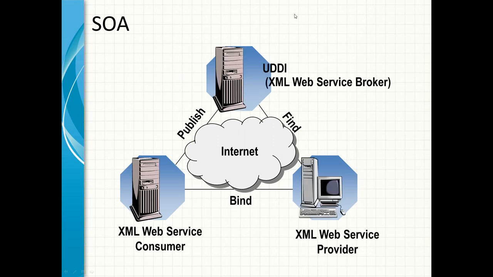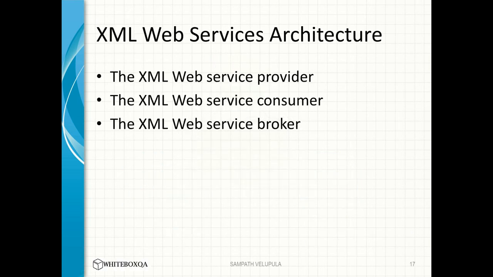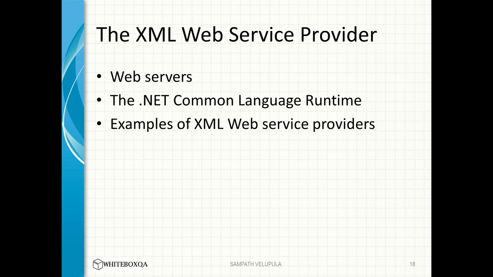Okay, if you see this one, as we are using the internet, what are we using? The protocol HTTP. So how do we do that? Using XML web service consumer, XML web service provider, XML web service broker. Okay. So in any SOA architecture, you will have provider, consumer, broker. If it is web services, web service consumer, web service broker, web service provider. Okay, and the web service provider should be hosted on web servers.